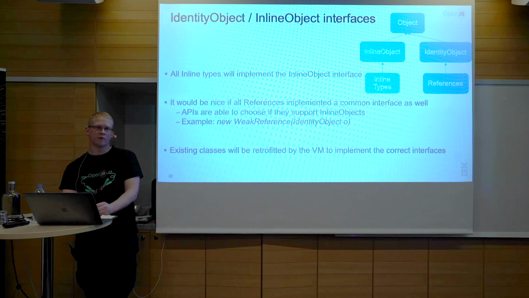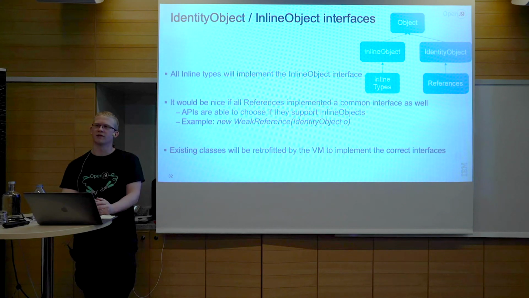And then we said, look, if I want to be able to talk about inline objects, I really want to be able to talk about the world of all the other objects, all the identity objects. And so we introduced an interface for them as well. So every class that's a reference object will implement identity object. That means the classes you wrote back in 1995 when you were starting programming Java, if you load them in a VM that supports value types, will end up implementing identity object.